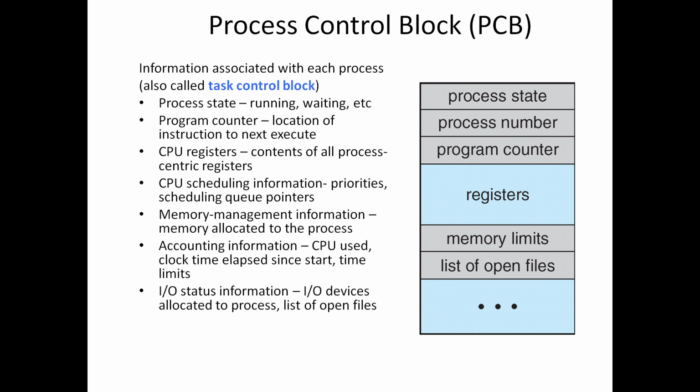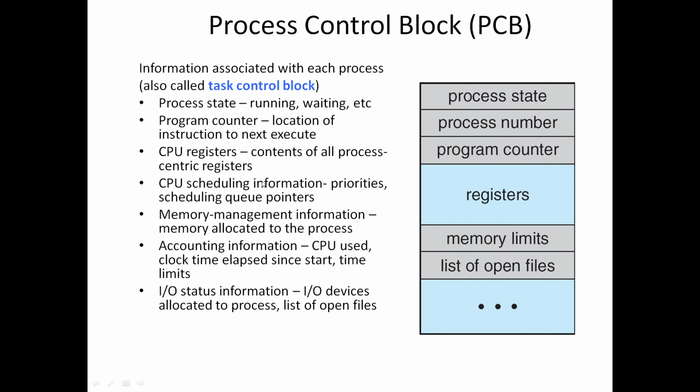Then we have the program counter. The program counter contains the address of the next instruction that is to be executed. Then CPU registers. This is the content of all the CPU registers, like the instruction register, accumulator, index register, and pointers. Those kinds of registers are called CPU registers.